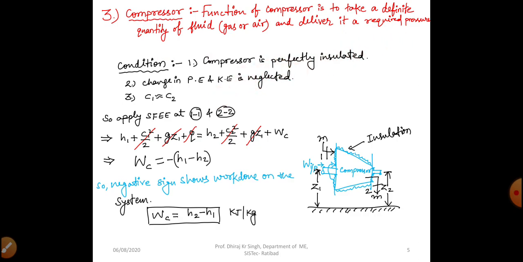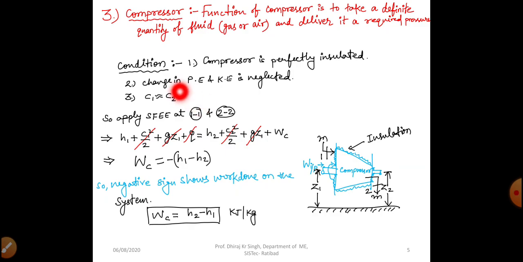So there are also some conditions for finding out the compressor work with the help of the steady flow energy equation. The conditions are: first, the compressor is perfectly insulated, meaning no heat transfer from the system to the surroundings, right? So there will be no heat transfer. Here on the outside periphery of the compressor we can see this line. This is the line of insulation, right? So the compressor is perfectly insulated. That means heat transfer from the compressor to the surroundings is 0, right?